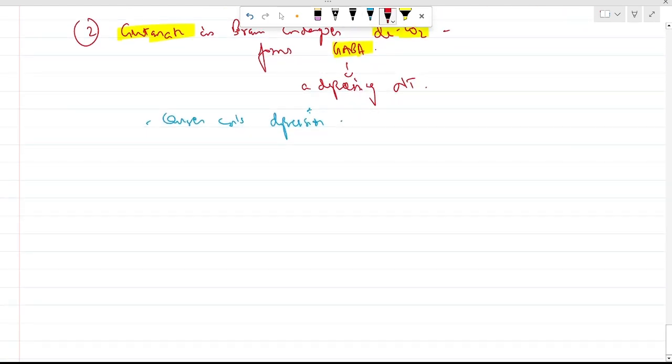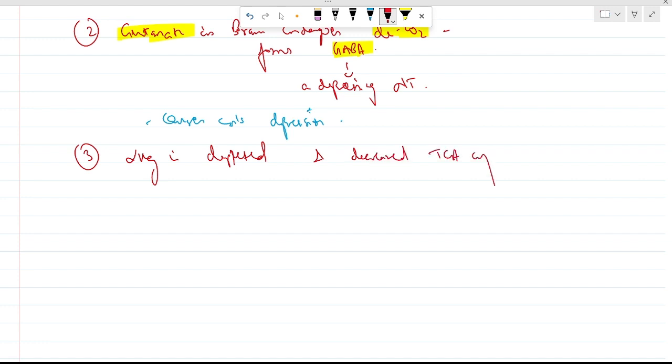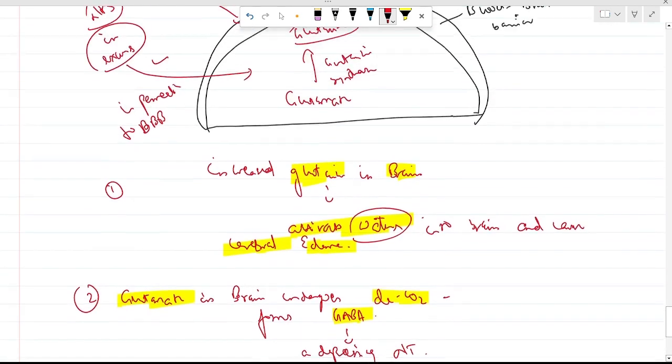As a result of this formation of glutamate and further conversion to glutamine, alpha ketoglutarate is depleted. Alpha ketoglutarate is depleted and there is a decreased tricarboxylic acid cycle, TCA cycle. So there is decreased synthesis of ATP. So these are the three reasons why ammonia is very toxic to the brain.